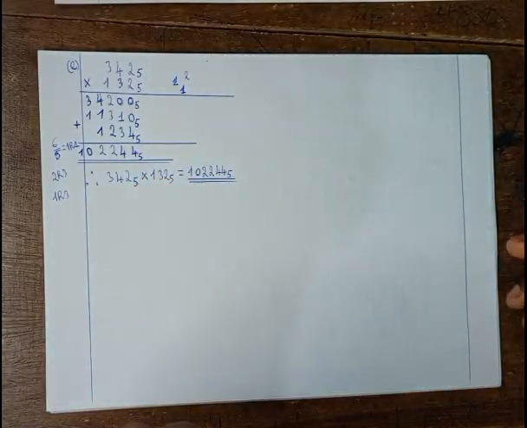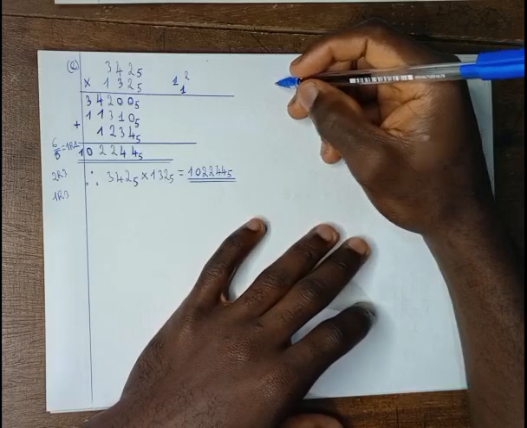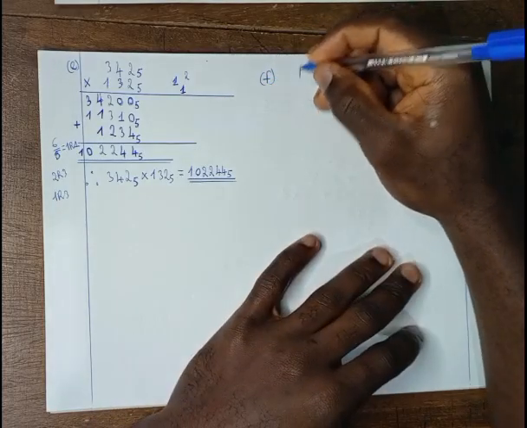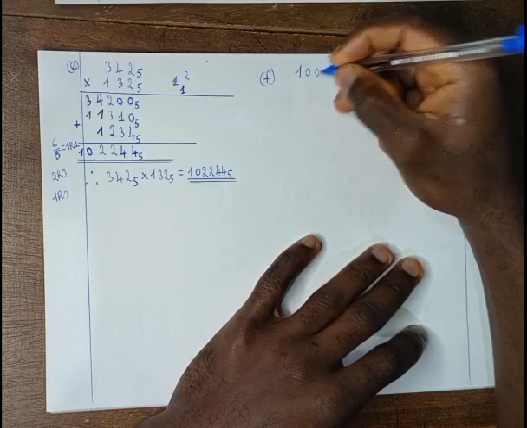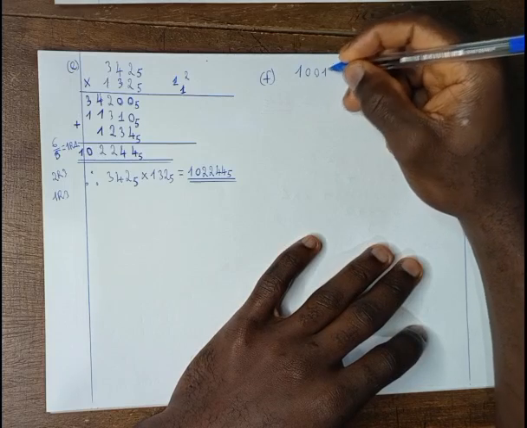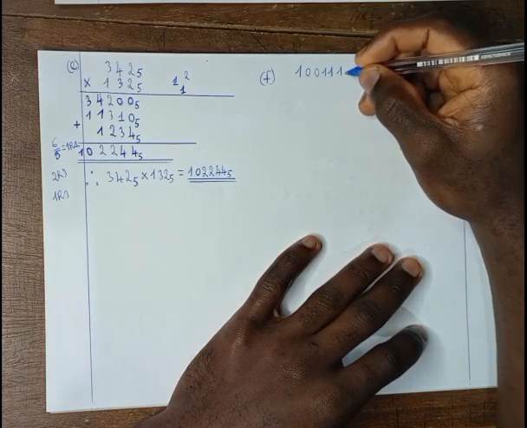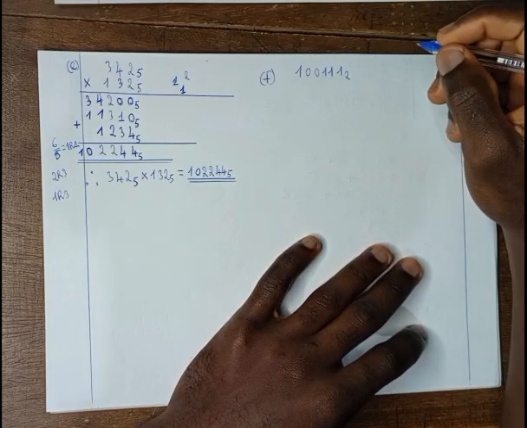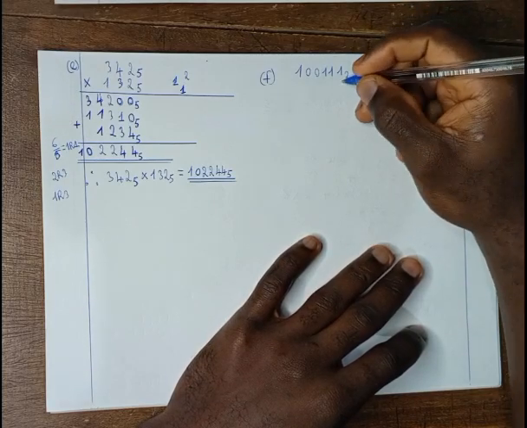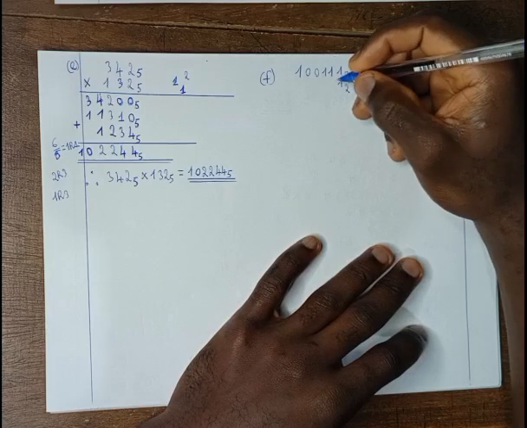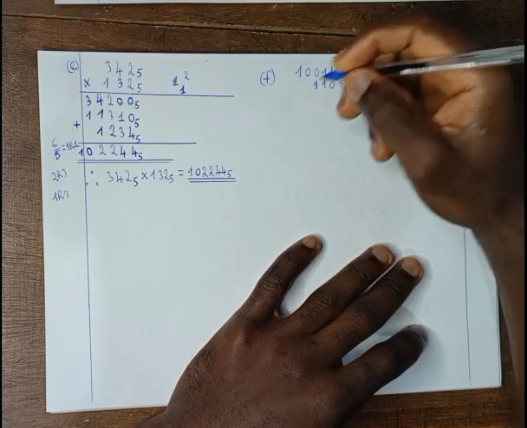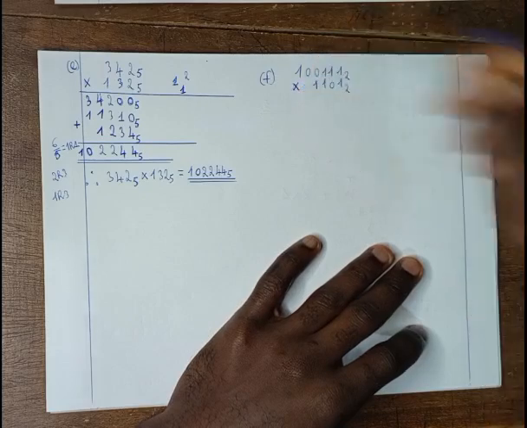Next, now we go through question F. For F, we have 100111 in base 2 times 1101 in base 2. We are going to arrange it. So here we have 1, we put the base, 0, 1, 1. Then we multiply them.